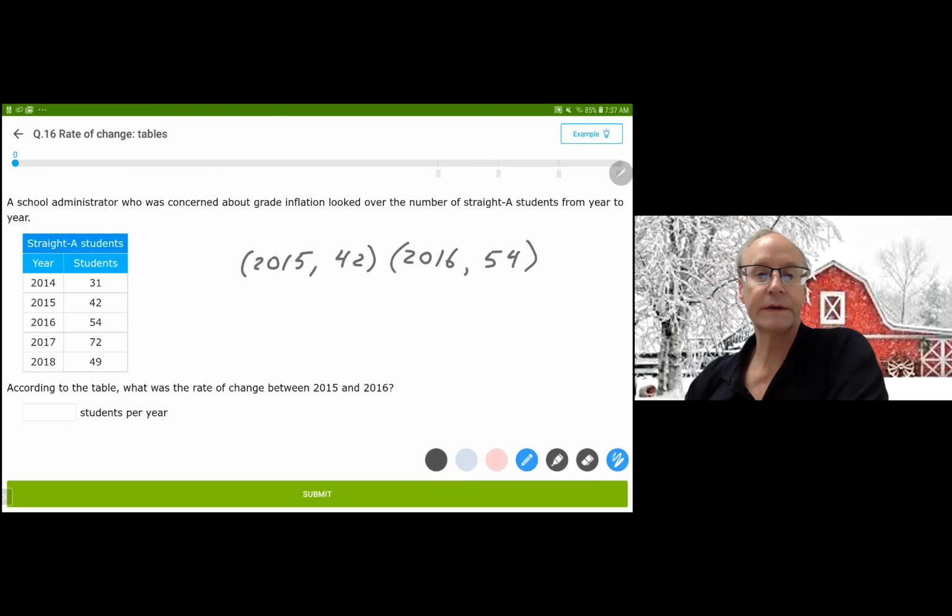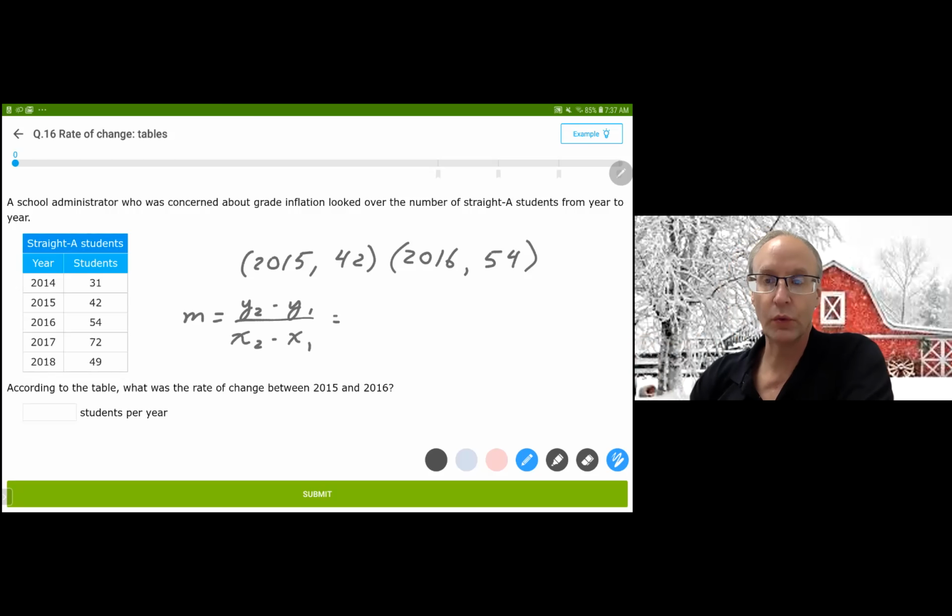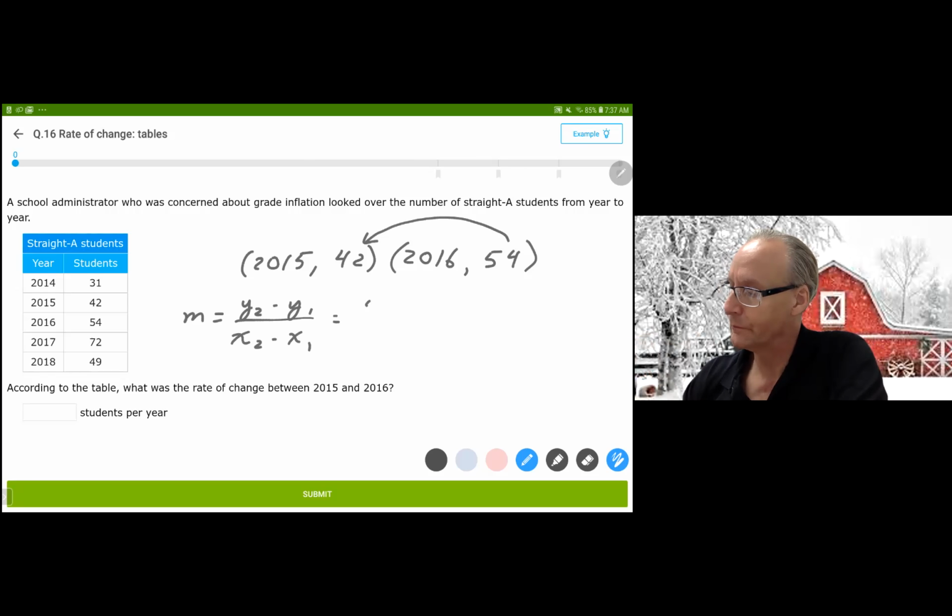It is important that we subtract them in the order that they usually write the slope. And the slope is usually written y2 minus y1 over x2 minus x1. And in this particular case, the positives and negatives will depend on time going by. So it is important that we subtract them backwards. So we're talking about 54 minus 42 and 2016 minus 2015.